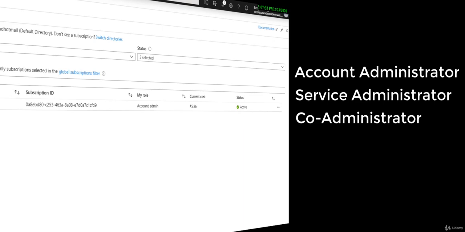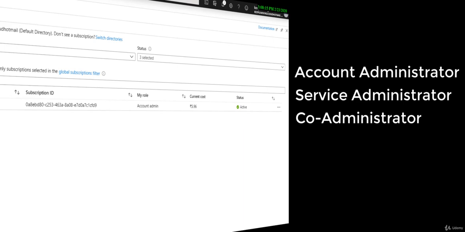To summarize, we have three roles: the account administrator, the service administrator, and the co-administrator. These are the roles related to your Azure accounts and Azure subscriptions. The account administrator is authorized to access the account center. They can create subscriptions, cancel subscriptions, change the billing for a subscription, and also change the service administrator and the co-administrators. So this role has full control over the subscription and is the account responsible for billing.